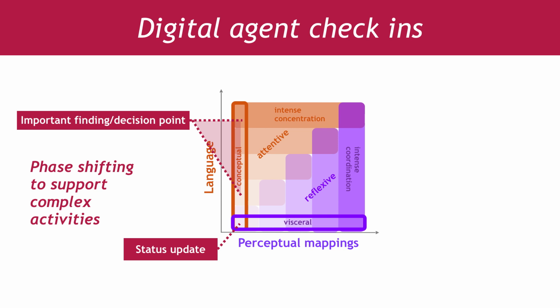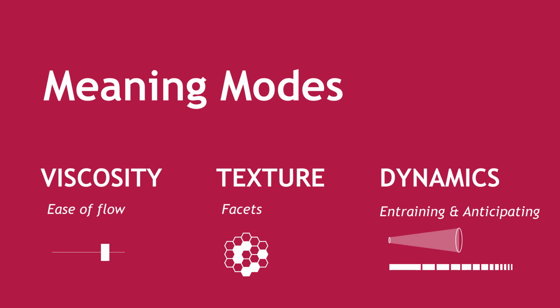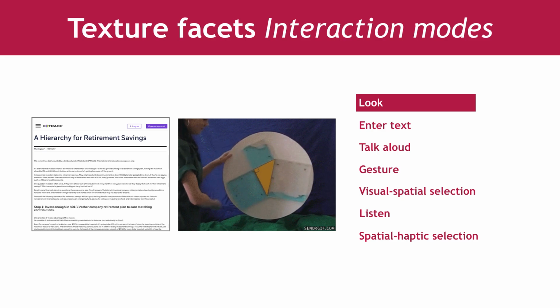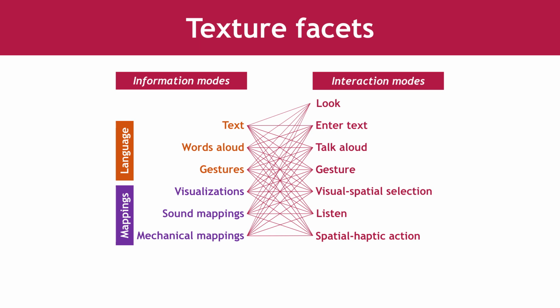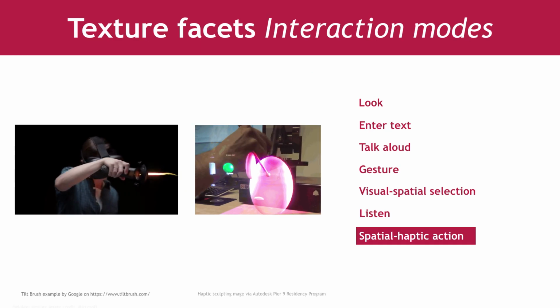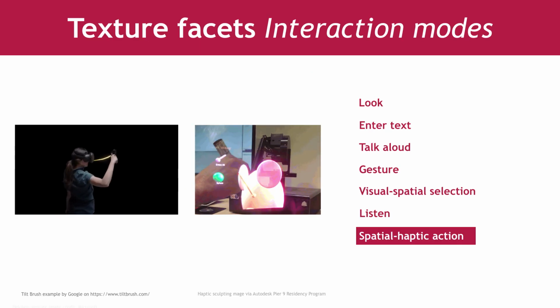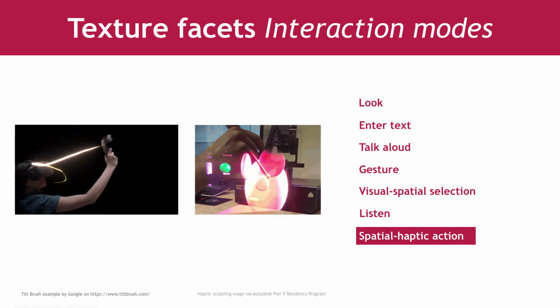Ease of flow is about the kind and quality of attention that's required to engage with the meaning of the design. Texture, or the facets of information that are participating in the flow of meaning: we have all these different permutations available to us as designers. It's hard to imagine some of these combinations. I'm sure someone's experimented with virtually all of those. But we also need to think about how the actor goes about interacting with the information.